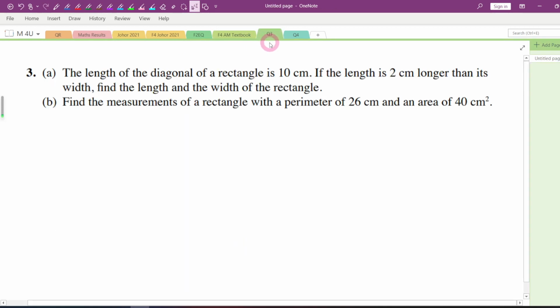Now, let's look at question 3 first. The length of the diagonal of a rectangle is 10 centimeters. If the length is 2 centimeters longer than its width, find the length and the width of the rectangle.